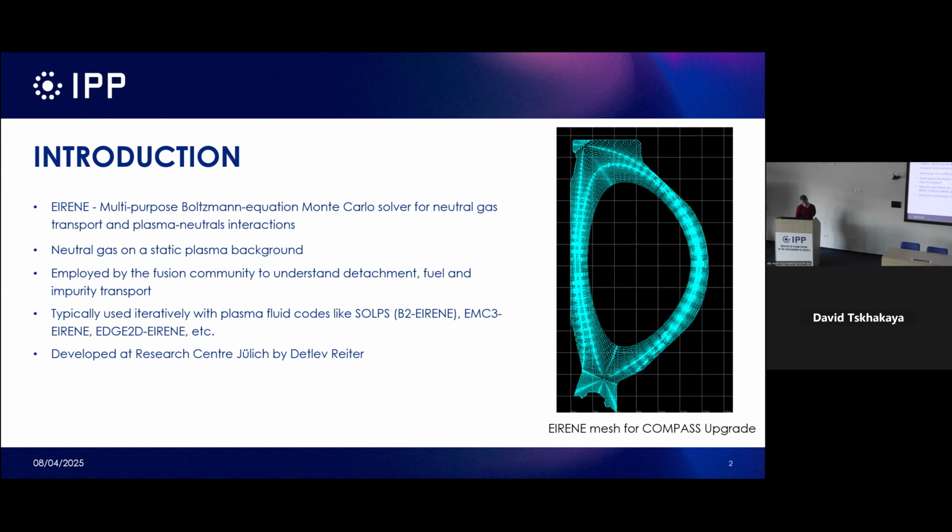It is typically used iteratively with plasma fluid codes, as David mentioned, SOLPS-ITER, which is a combination of the fluid code BIT1, which handles the plasma, of course, and EIRENE, which handles the neutrals. But there are also other codes like EMC3, which is a Monte Carlo fluid code in 3D, or H2D, and others. And it was developed at Jülich.